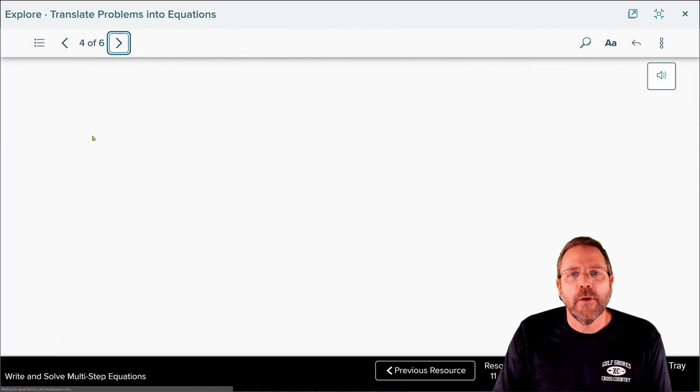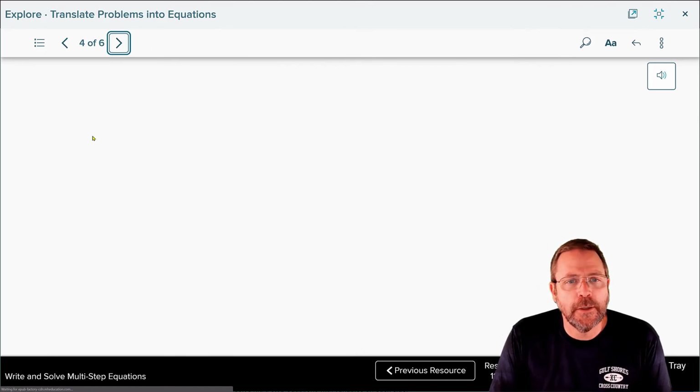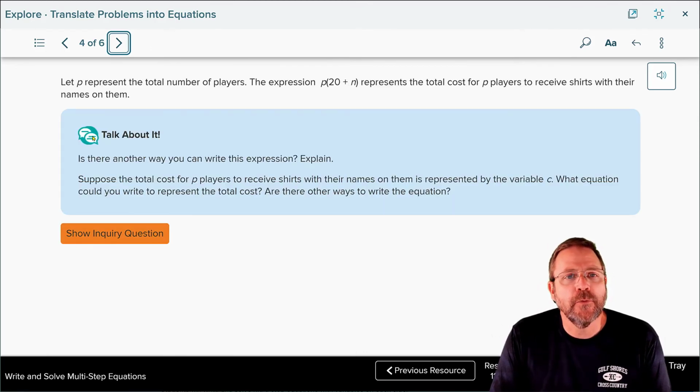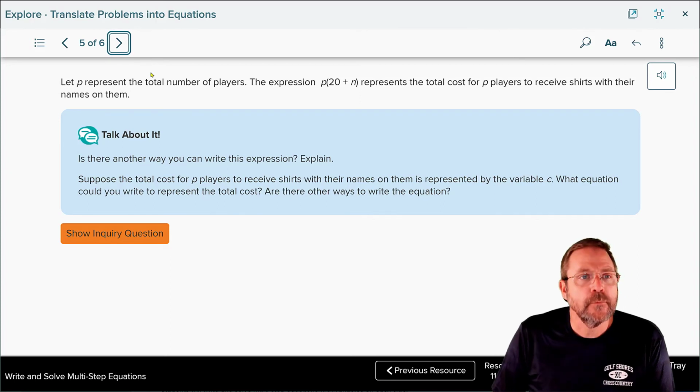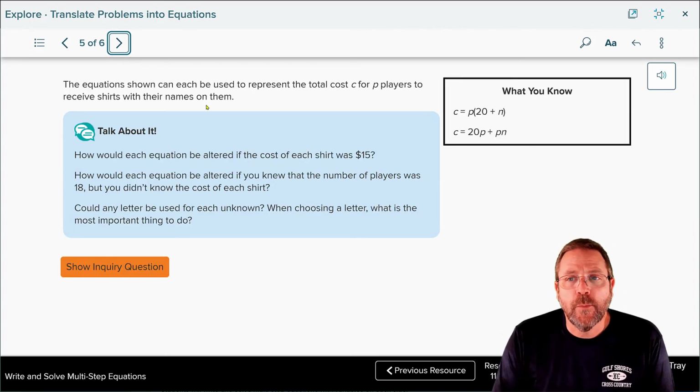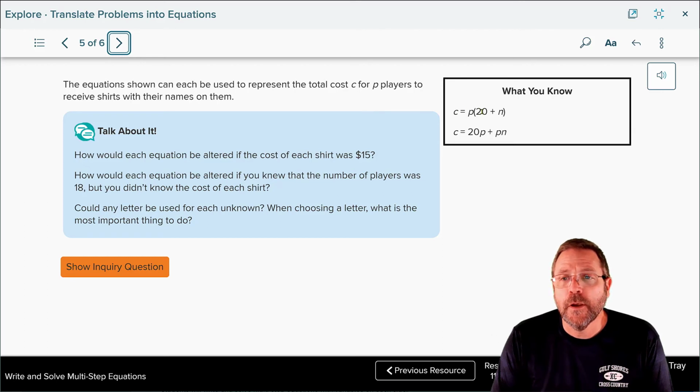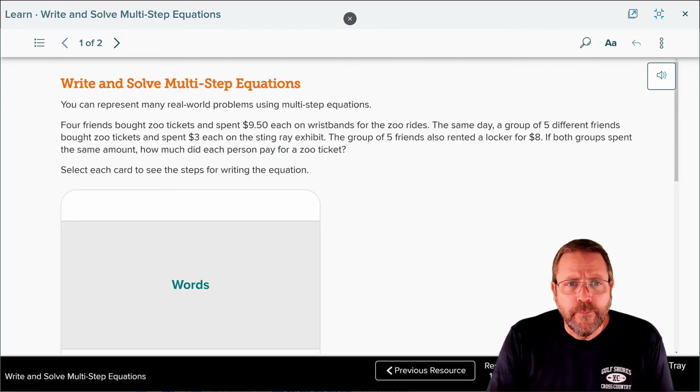Easy math. From there, we could continue into this problem by saying, what's next? Let P represent the total number of players. So the expression P times the sum of 20 and n is going to represent the total cost for players to receive the shirts with their name on it. And finally, they've given us a couple of equations that we could use to represent the total cost for the players to have their names on the shirts. And the cost would be P, the number of players, times the sum of 20 and n. And if you distributed that P through it, you would have the total cost is equal to 20 times P plus P times n, or n times P.